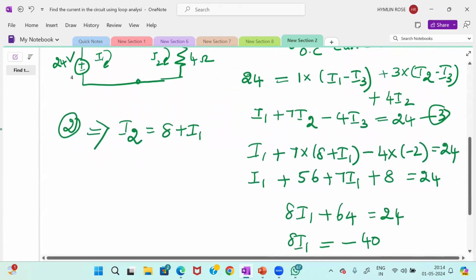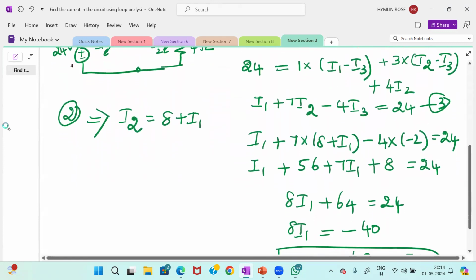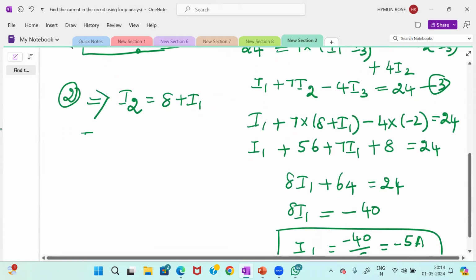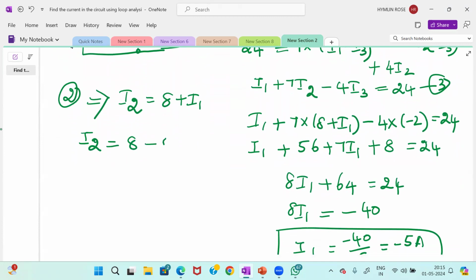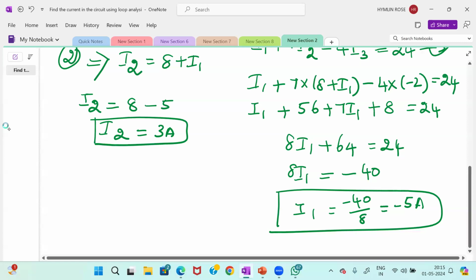Then can you find I2 from this? Because I2 equals 8 plus I1, so I2 equals 8 plus (minus 5). So what is the value of I2? It is equal to 3 ampere. So now we have found all the currents I1, I2 and I3.